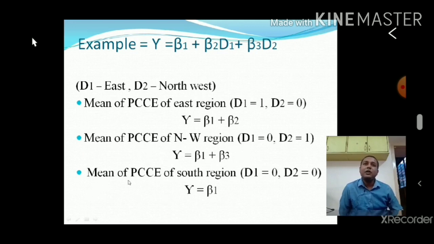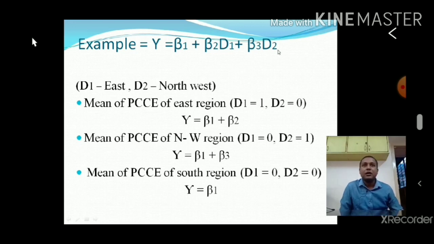Now next is the mean per capita consumption expenditure of south region. There is no dummy that we have taken for south region. Then how do we find the mean per capita consumption expenditure of south region? It is also possible. See, there is no presence of south, so D1 will become 0 and D2 will become 0. Why? Because D1 is east and D2 is northwest. When the presence of east is there, D1 becomes 1. When the presence of northwest is there, D2 becomes 1. Now there is no presence of south in the model, so D1 becomes 0 and D2 becomes 0. So beta 2 becomes 0 and beta 3 becomes 0. Only one will remain, that is beta 1. So this beta 1 is called a benchmark or base.